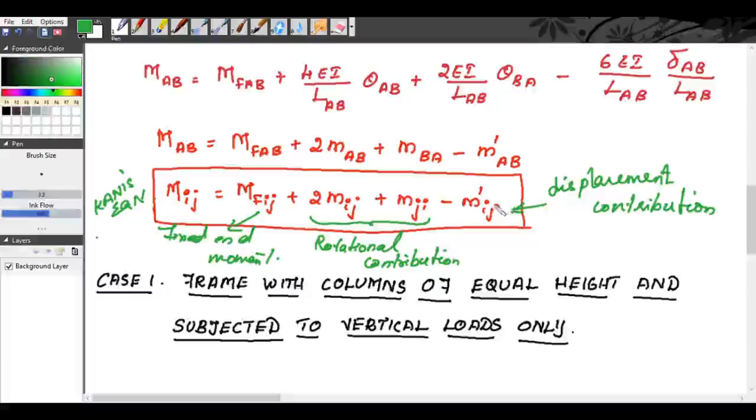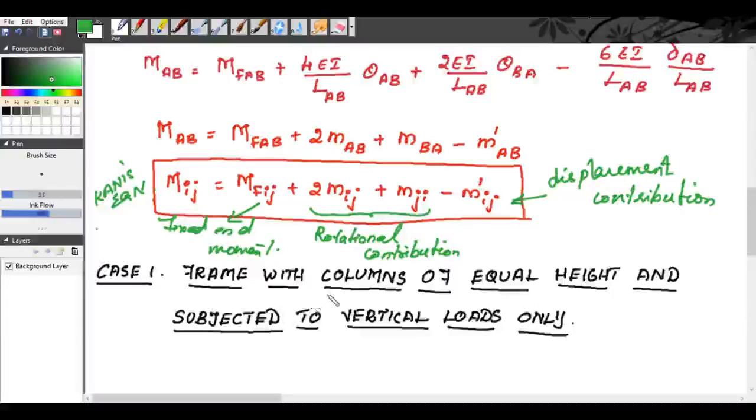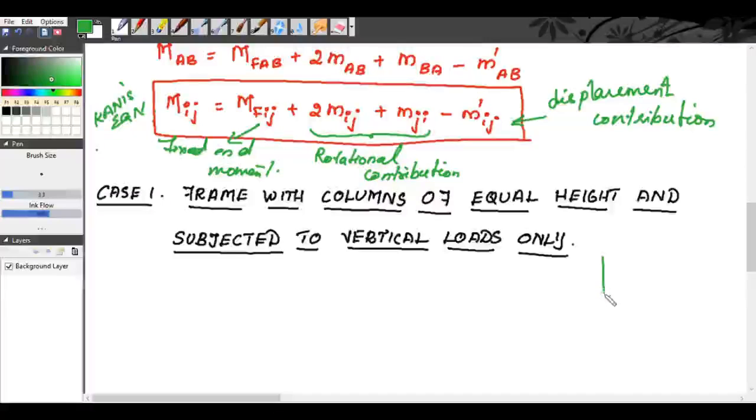We have three different cases. So case 1, first case is frame with columns of equal height and subjected to vertical loads only. So you will have frames with columns of equal height and subjected to only vertical loadings. It can be vertical concentrated loads or UDL, but only vertical loadings. So the conditions are two. First condition is equal height. Second condition is it is subjected to vertical loads only.